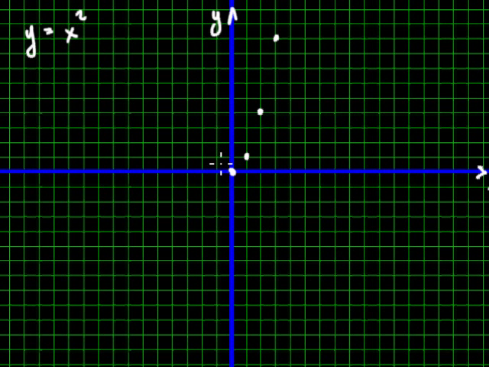Negative 1 gives us 1. Let's plug in negative 2. Negative 2, 4. Plug in negative 3. Negative 3, 9. Okay, that's parabola. We can connect those points now.